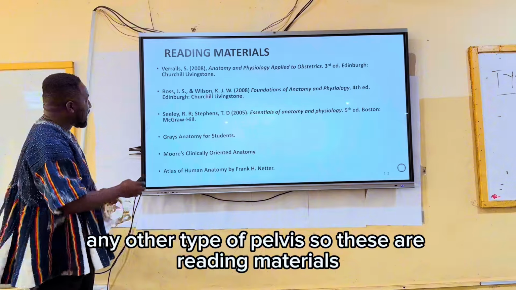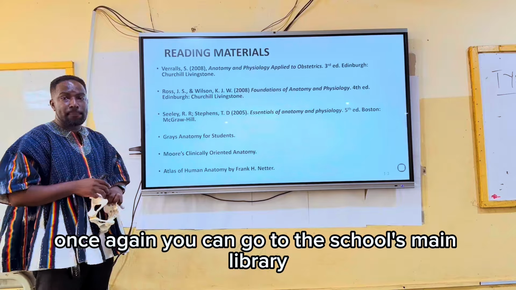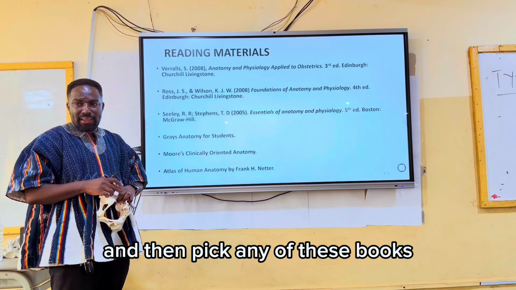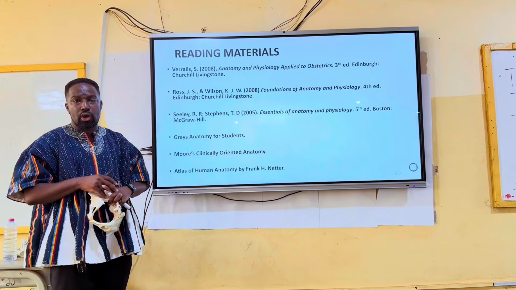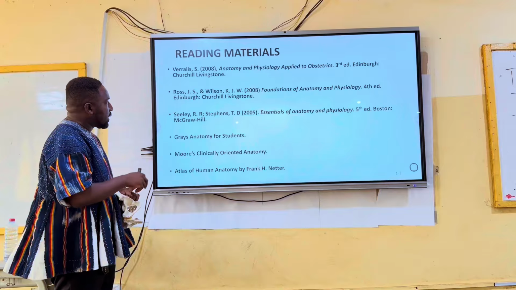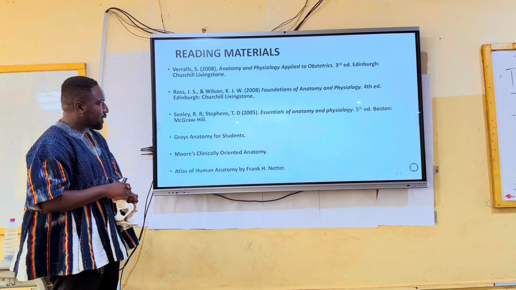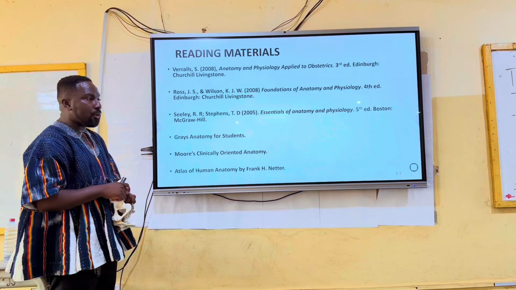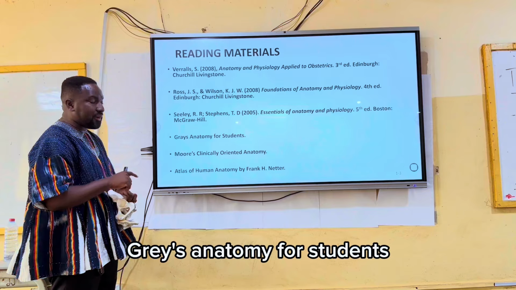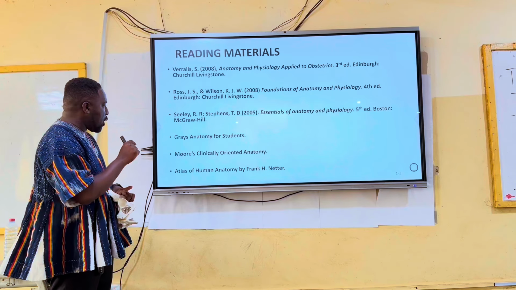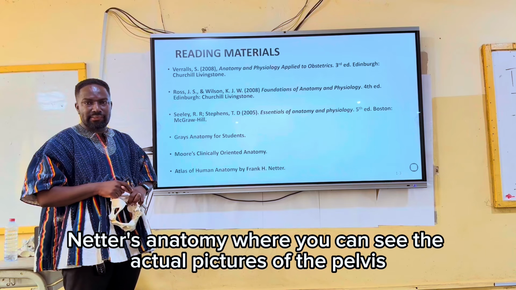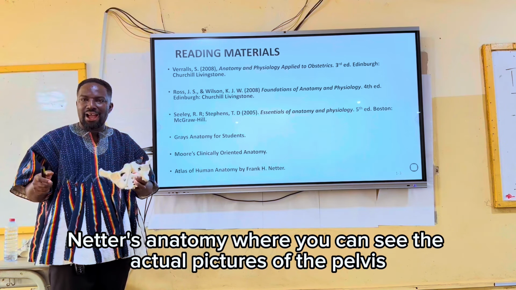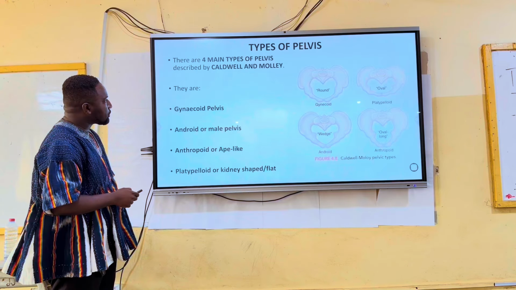So these are reading materials. Once again, you can go to the school's main library and pick any of these books. There is a very good midwifery book, Anatomy and Physiology Applied to Obstetrics. Then you can also pick Ross and Wilson, Gray's Anatomy for Students, more clinically oriented anatomy, and Frank H. Netter's Anatomy, where you can see the actual pictures of the pelvis.